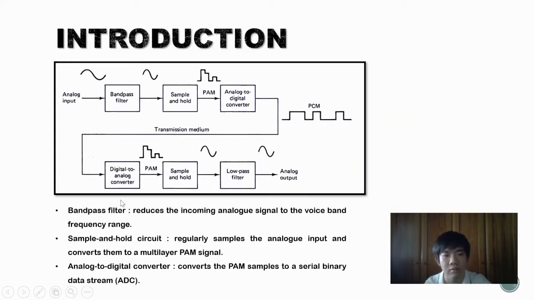So this is the common PCM system block diagram. We have the input, and firstly we go through the bandpass filter, which is used to reduce the incoming analog signal to the voice band frequency range. After this, we go through the sample and hold circuit, which is used to sample the input and convert it to the multilevel PAM signal. The PAM signal looks somewhat like this.